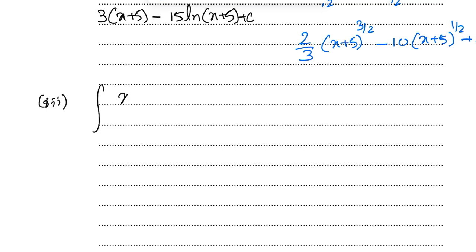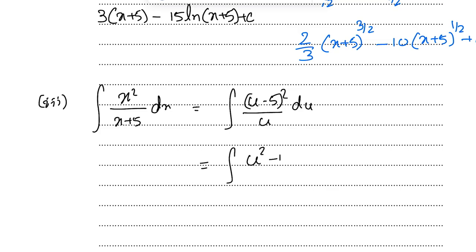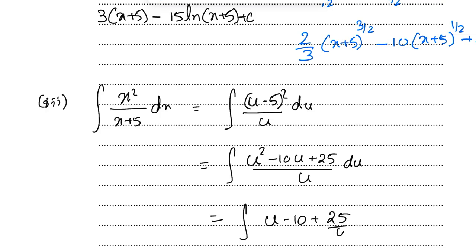Integral of x square upon x plus 5 dx. Here x can be written as u minus 5, so x square is u minus 5 whole square upon u du. So what does that become? u square minus 10u plus 25 divided by u du. So it becomes u minus 10 plus 25 upon u du.